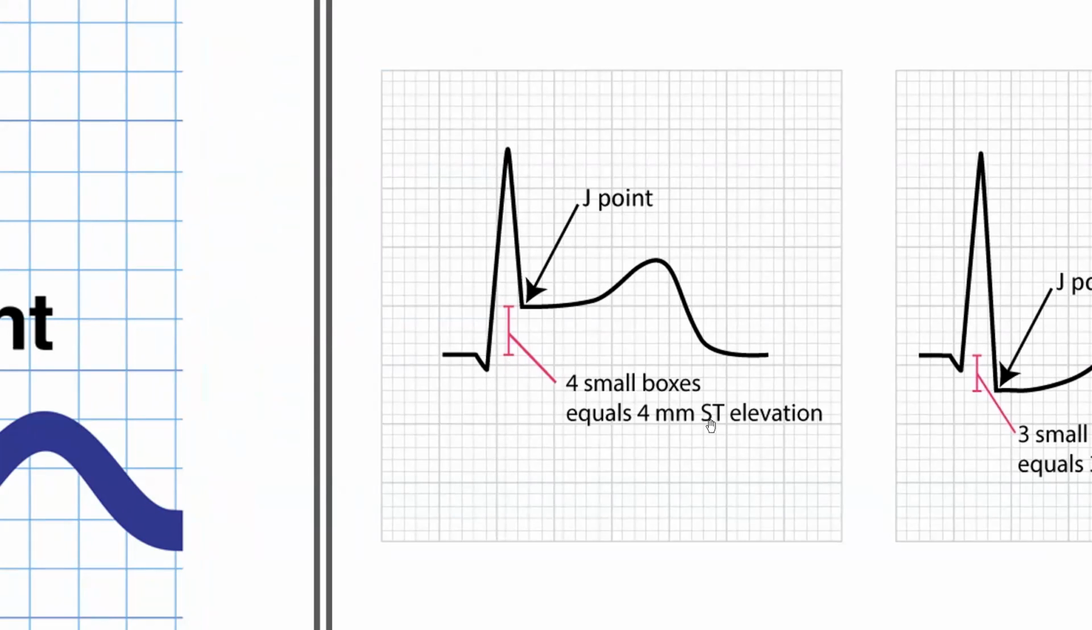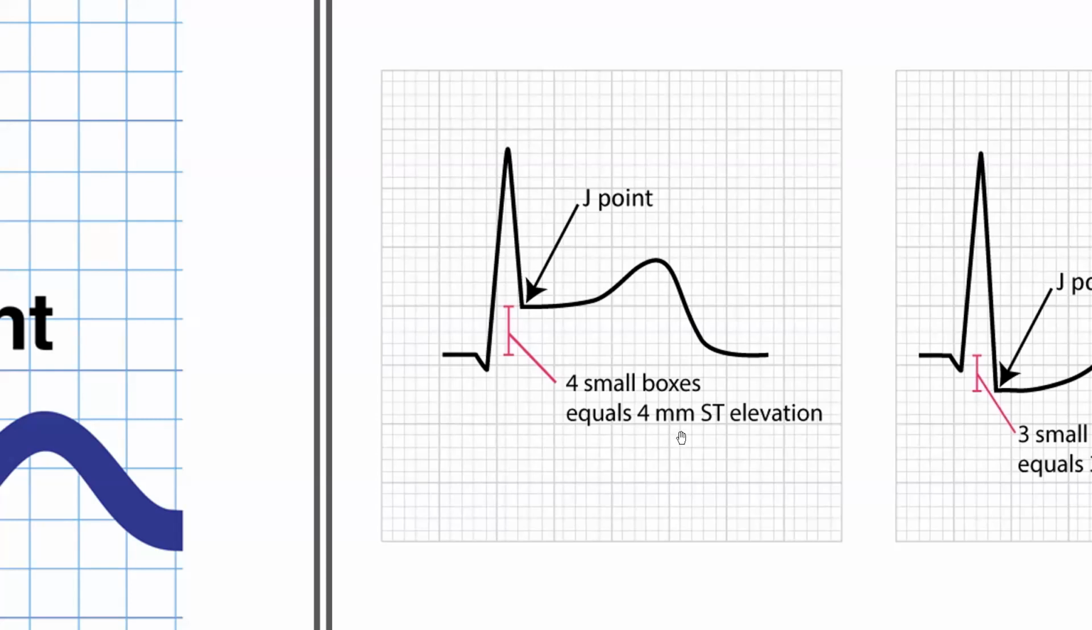As you could see, it's already marked 4 small boxes. So 1, 2, 3, 4. So we would call this an ST elevation of around 4 millimeters because each box is equivalent to 1 millimeter. Do we get that? So ST elevation basically is a manifestation of STEMI if it is significant. And we'll define what significant ST elevation is in the next slide.